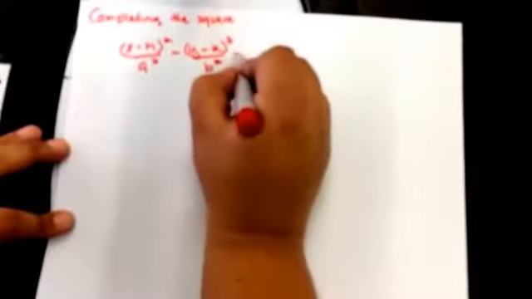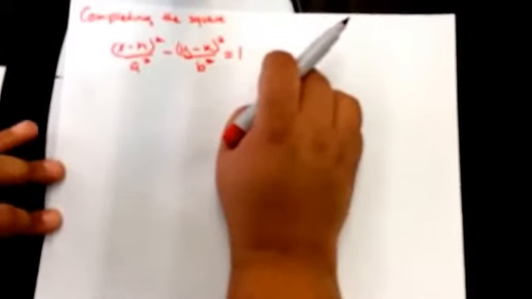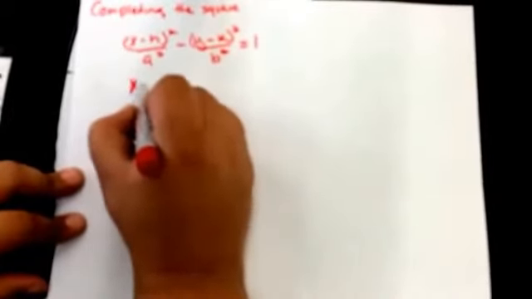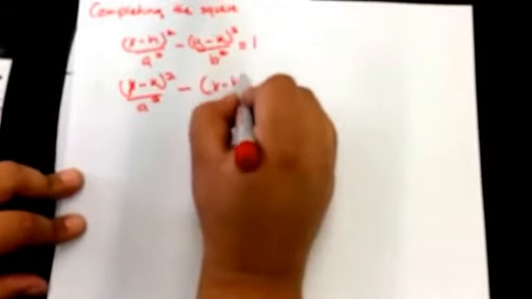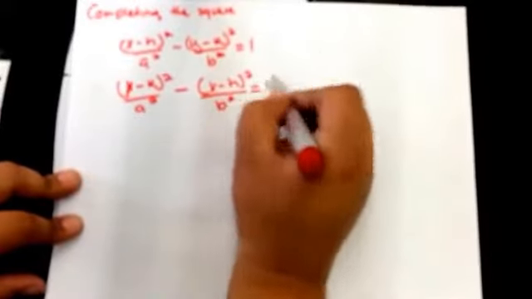This video is to show you how to complete the square so that you can write the standard form of a hyperbola. So remember that the standard form of a hyperbola is (x minus h) squared over a squared minus (y minus k) squared over b squared equals 1. And that's for a horizontal hyperbola. The other one is (y minus k) squared over a squared minus (x minus h) squared over b squared equals 1. And that's for a hyperbola that opens vertically.